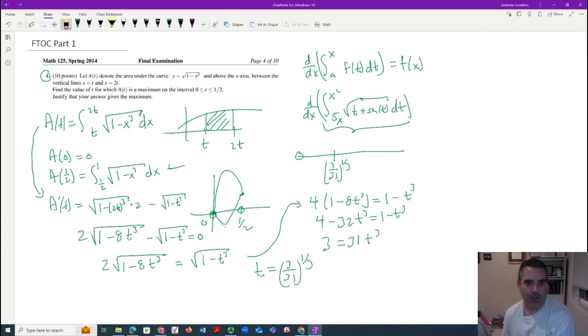So if it's always positive, it's going to have to be like this and have to be a maximum. So it's got to be at that t value. But you could justify by other means. You could plug in a number smaller than that and larger than that into the derivative and see if it's positive before and negative after.